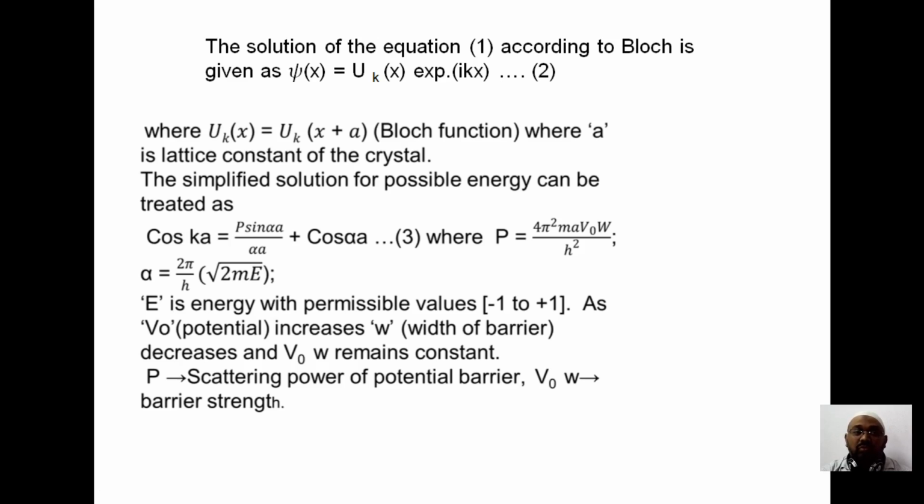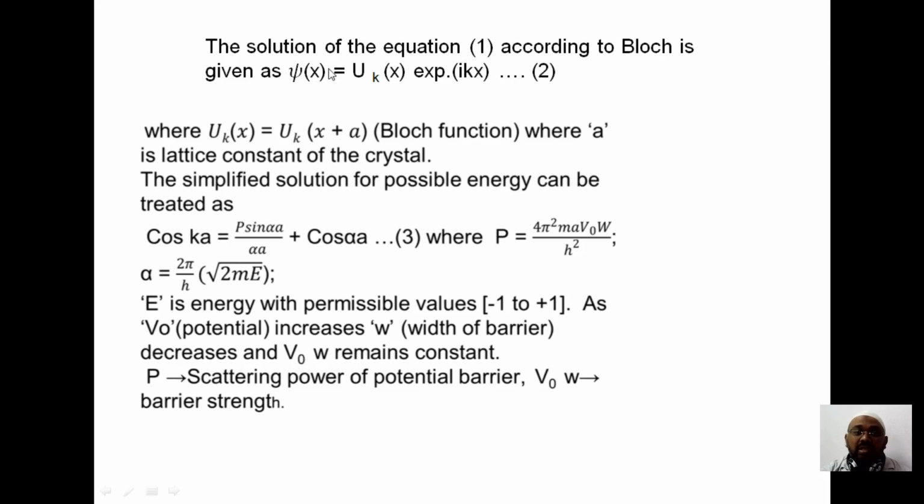So now this movement of the electron is given by this particular function and this equation, where he says that uk of x is nothing but we can write uk of x plus a. That is called the Bloch function, where a, as I just told you, is exactly the lattice constant of the crystal.